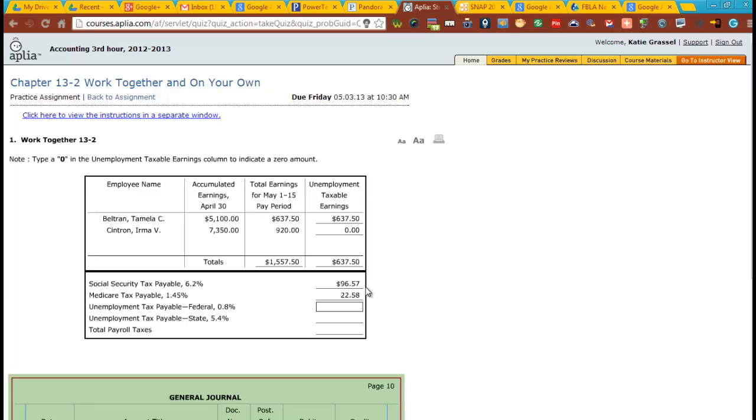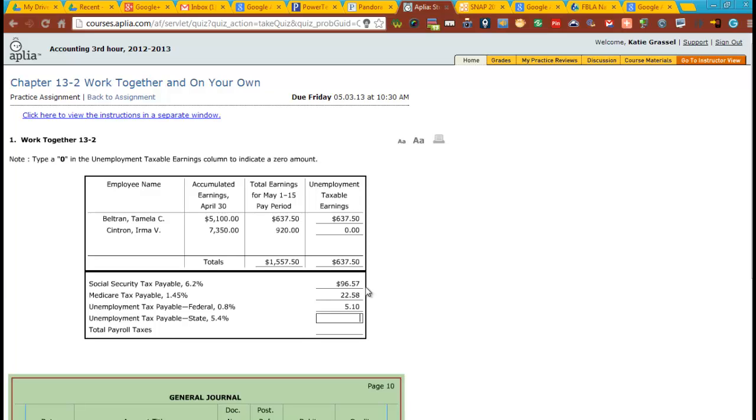0.8%. You have to move that decimal two places to the left. Don't put in 8%. It has to be 0.008. This needs to be a small number. Okay? 0.8%. So you're going to put in your calculator 637.50, multiply that by 0.008. And I got $5.10. You concur?